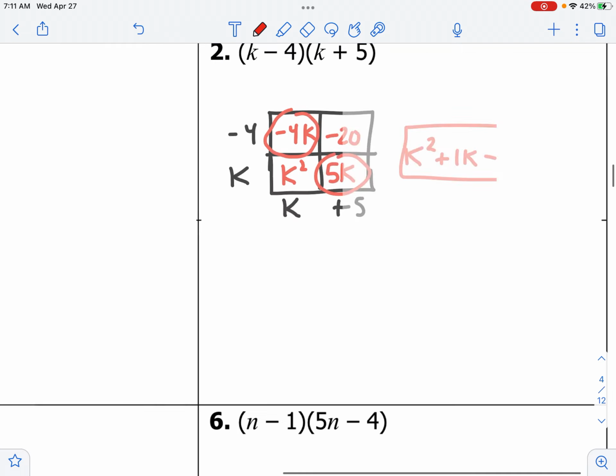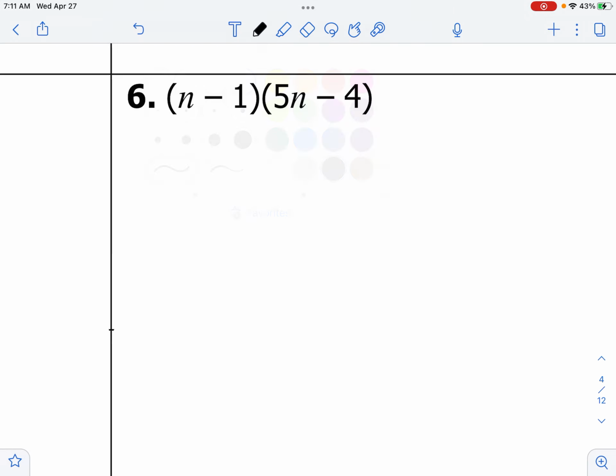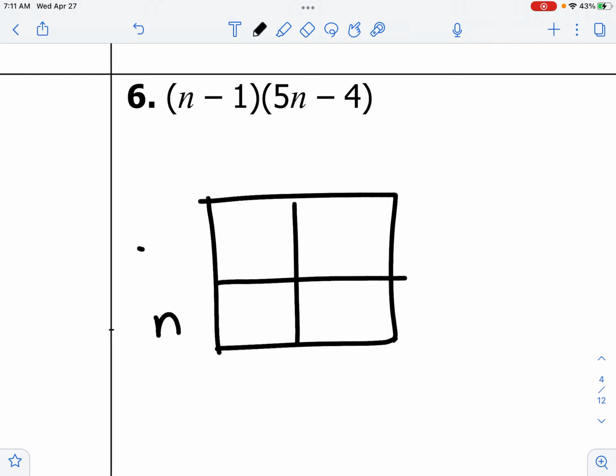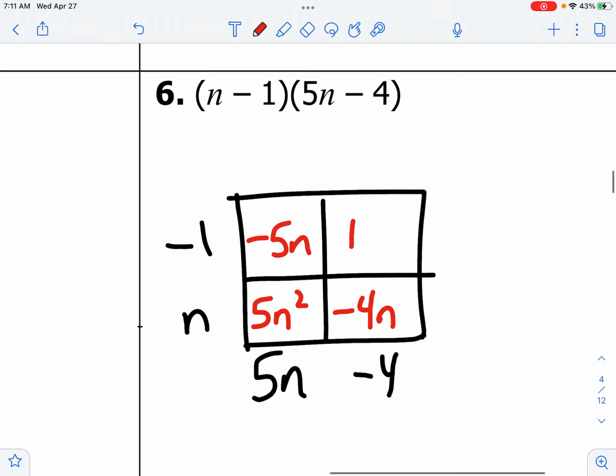All right, just going to keep repeating this. Hopefully you're following along, writing things down. Obviously, if it's going too fast, you can pause anytime you want. All right, this is all part of what you're turning in to me. So n minus 1, 5n minus 4. Then I'm going to write the insides of the rectangle, 5n squared minus 5n minus 4n plus 4.